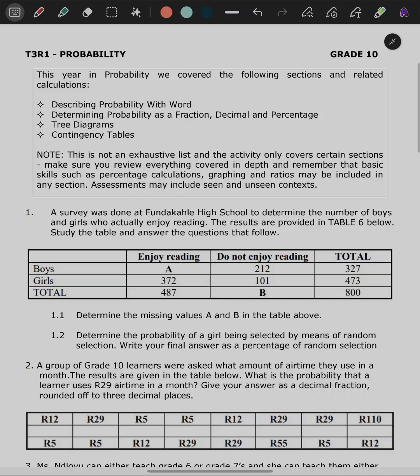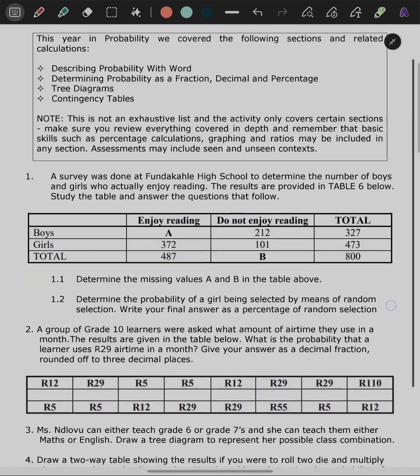The important one is finding probability as a fraction, as a decimal, as a percentage. We must be able to draw and read tree diagrams, and we must be able to create and read contingency tables, or sometimes called two-way tables. So let's start going through this.